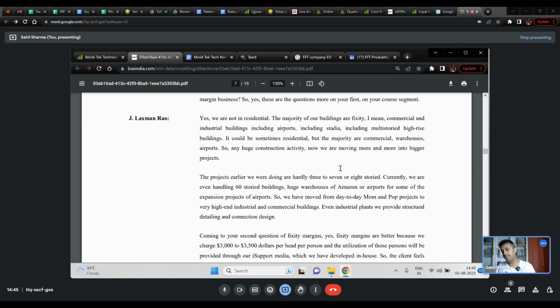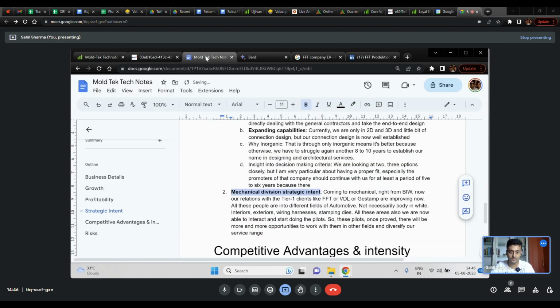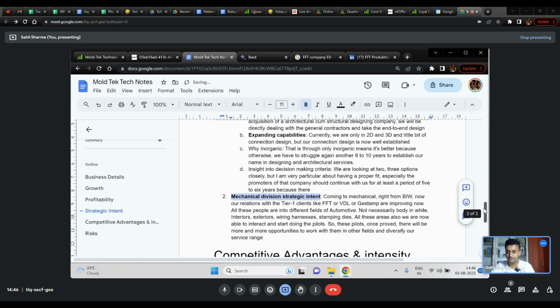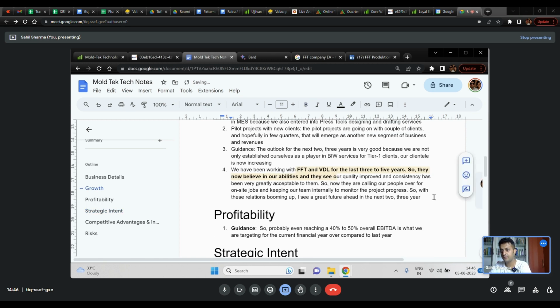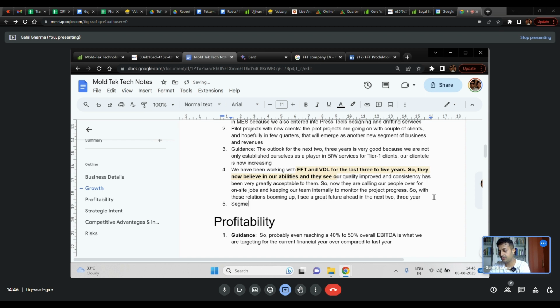So he's clarified first the driver of growth, that most of the buildings are commercial and industrial, airports, stadia, multi-storied high-rise buildings. Sometimes it can be residential, but the majority are commercial, warehouses, airports. That's telling you about the growth driver. Segments of civil they are in.